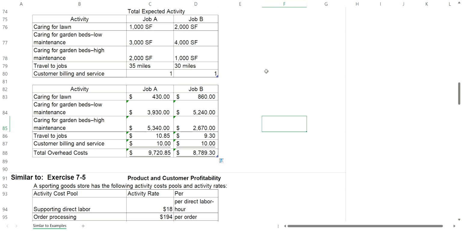So that takes us through getting an activity rate and applying the manufacturing overhead to each job.